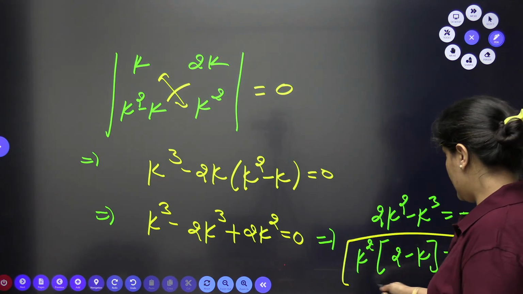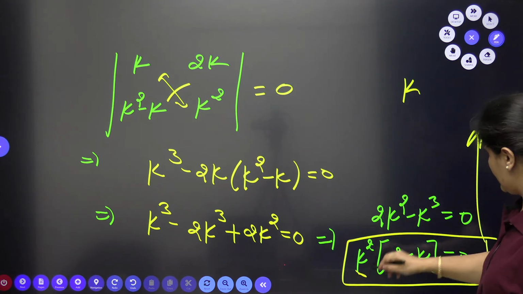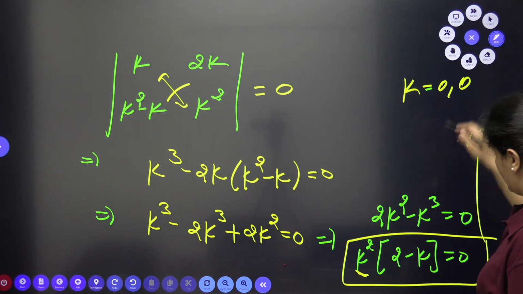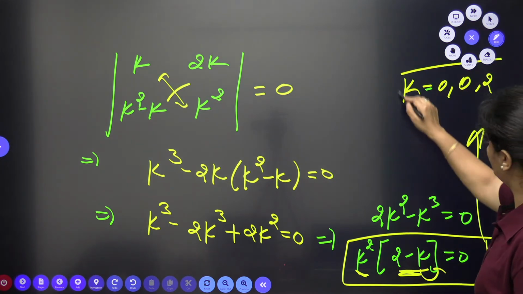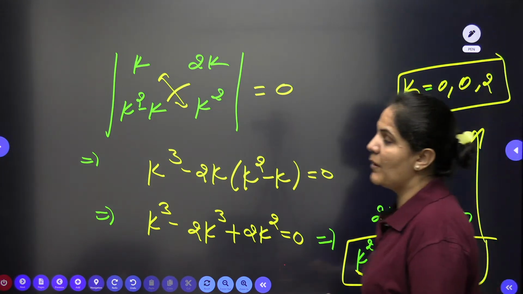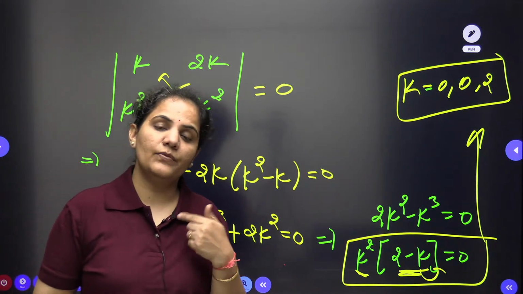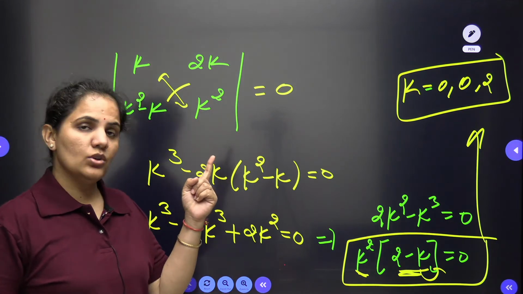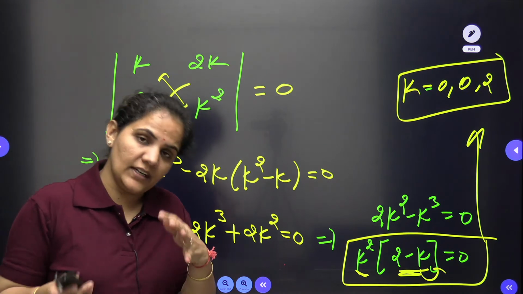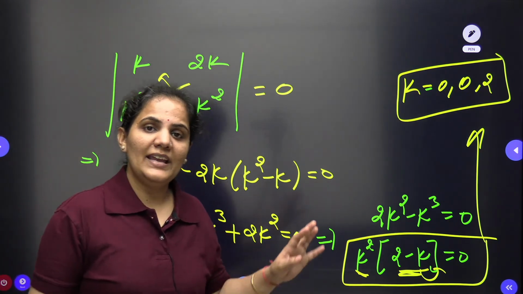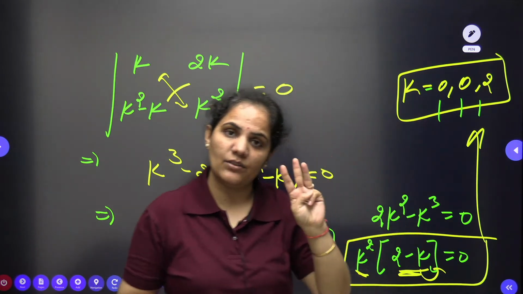So it is giving me the values of k. When I put k square equals to 0, k is equals to 0 and 0. And once I put 2 minus k equals to 0, I am having k is equals to 2. So if the question is asking about what are the values of k, then I will write down the values of k are 0, 0 and 2. If it is asking about the number of values of k, then I can see how many values I am having. 0, 0 and 2 means I am having 3 values.